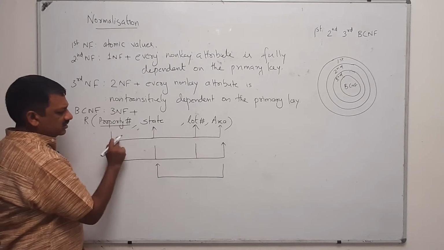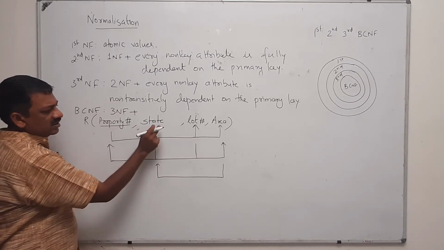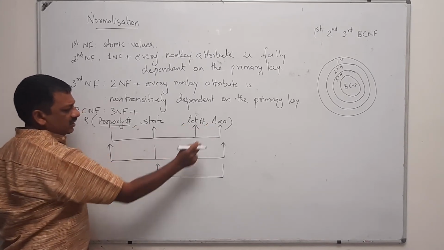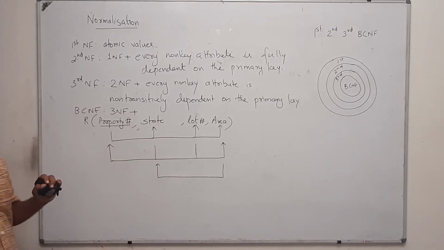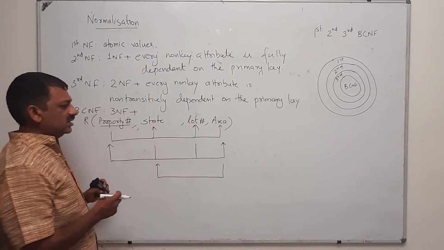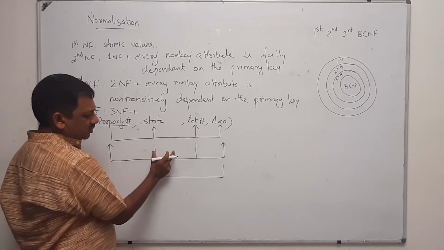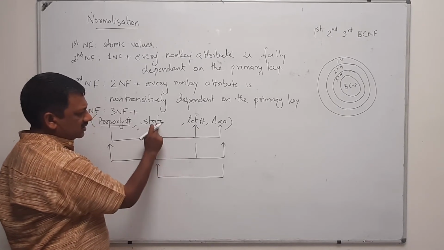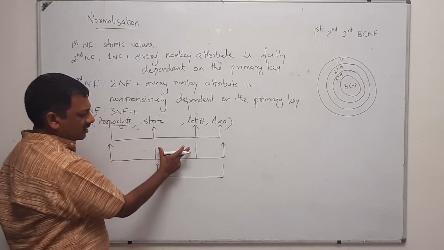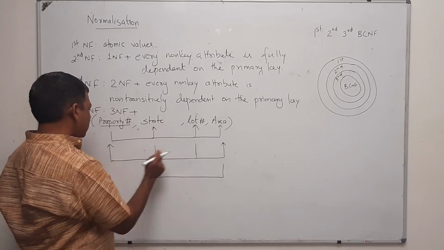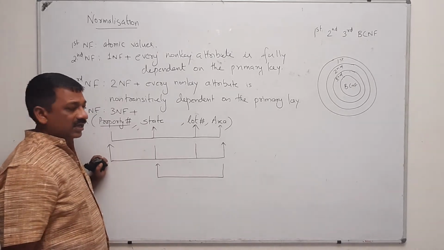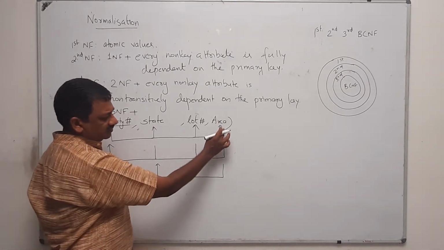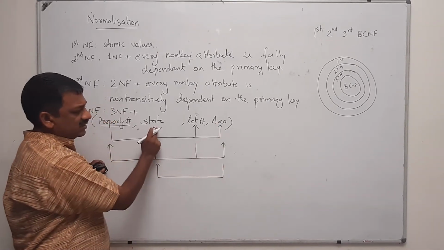That is this dependency. That means this one determines state, load number and area. Another dependency is state and load number together. That's why we have drawn here like this. State and load number, that is the primary key. That one determines area and property. And another dependency is area determines state.